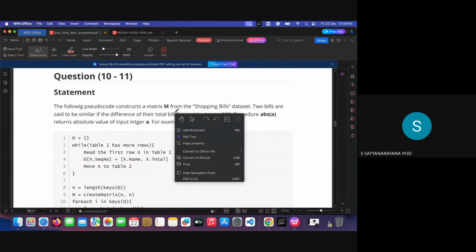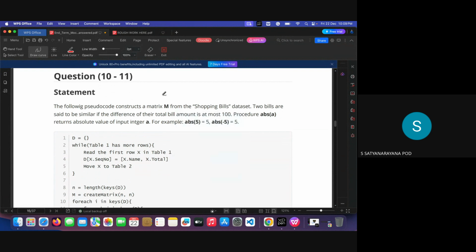The following pseudocode is constructing a matrix M. Remember again, recollect it. Matrix M means it's a combination of rows and columns. Kindly observe it. Two bills are said to be similar. That means M is a combination of rows and columns.